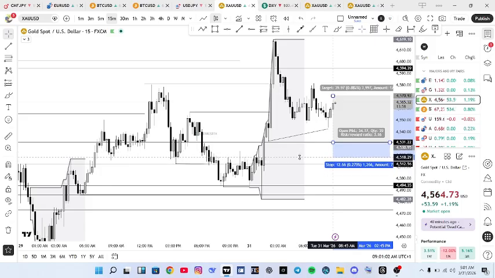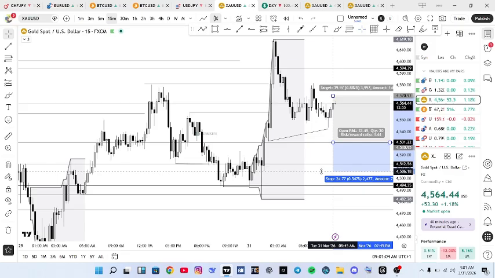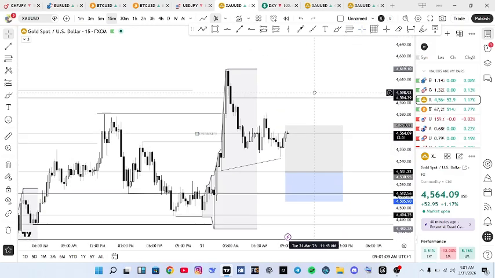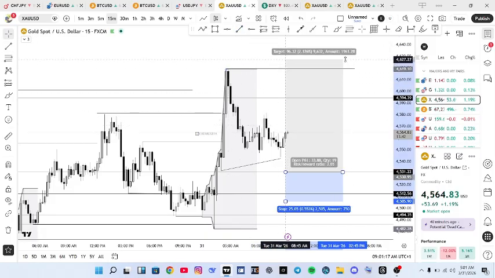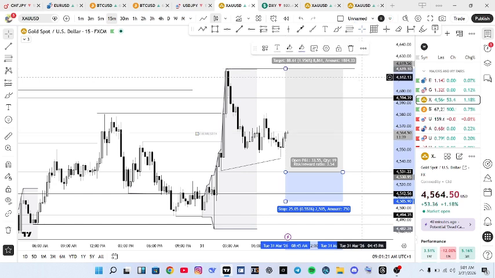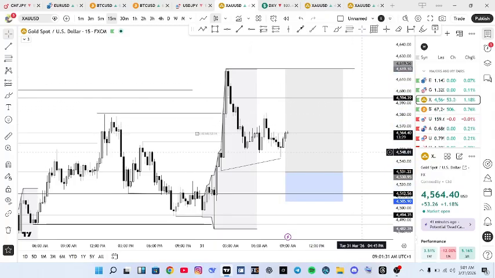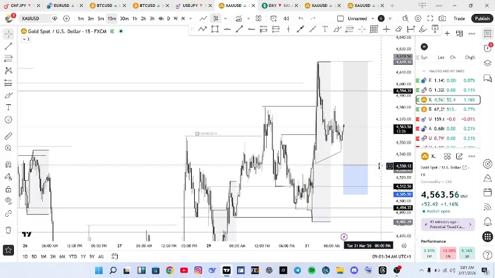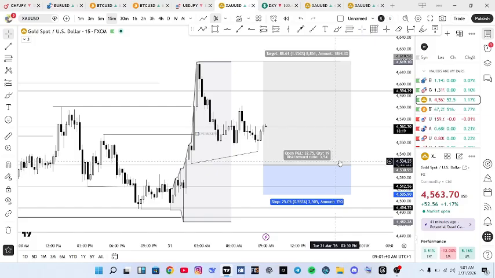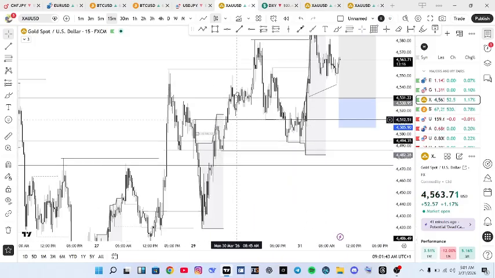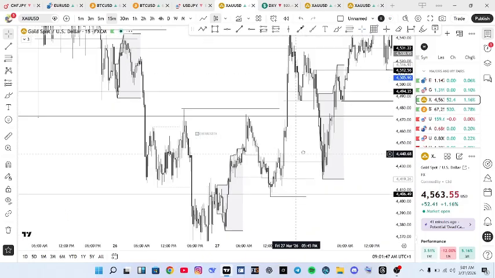Let me use the 100 pip. So maybe I should just use a 240 pip stop loss around here, and my targets will be this high, like this. In other terms, I can still choose to use confirmation to take this buy. Probably that would be the best option, to enter using a confirmation.